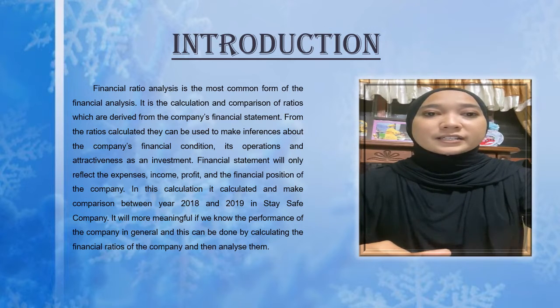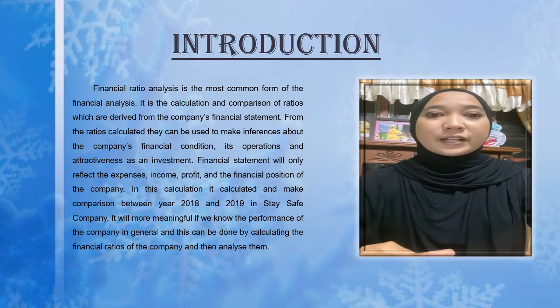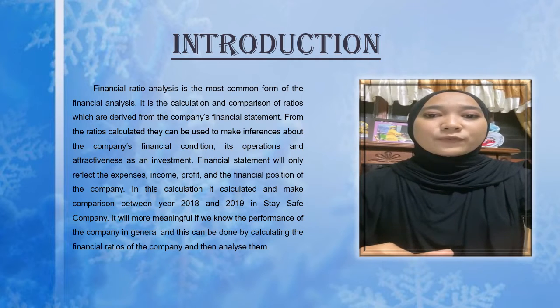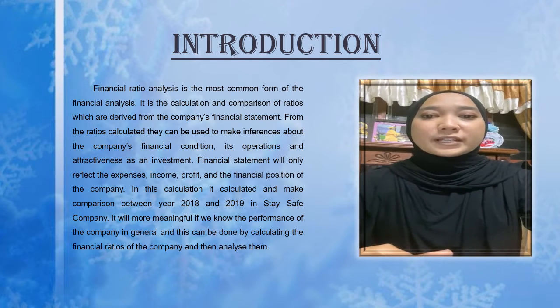In these calculations, we make comparison between year 2018 and 2019 in Stay Safe company. It will be more meaningful if we know the performance of the company in general, and this can be done by calculating the financial ratio of the company and the analysis system. There are 4 types of financial ratio. That is liquidity ratio, efficiency or can call activity ratio, leverage ratio, and profitability ratio.